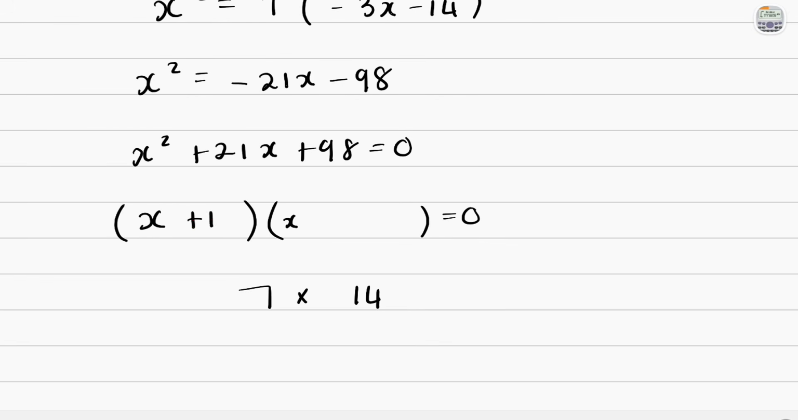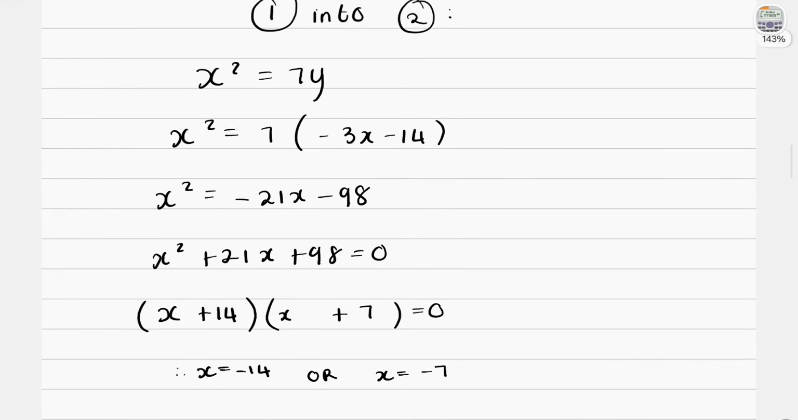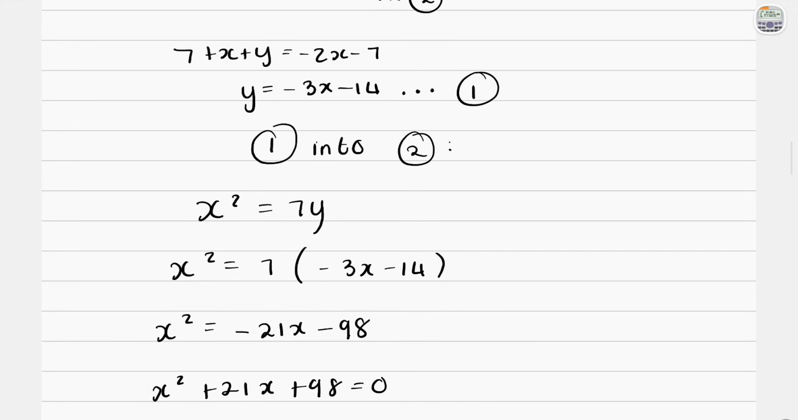And then it is positive 14 times positive 7 that gives us that 98. But when added, they give us 21. So it means that x is either equal to negative 14 or x is equal to negative 7. Okay, and now that we found x, we can simply find y.